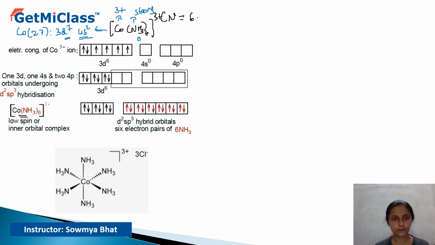Now here, when the ligand NH3 approaches, it is going to pair up the electrons. As a result, these electrons are going to jump here. And there are 6 ligands, so 6 pairs of electrons are given. So you need 6 empty boxes, 1, 2, 3, 4, 5, 6. These are the d orbitals, this is the s orbital, these 3 are the p orbitals. So these are going to hybridize to form d2sp3 hybrid orbitals. And these are occupied by the electron pairs given by the ligand ammonia. And here you can see there is no unpaired electron, so the complex will be diamagnetic.